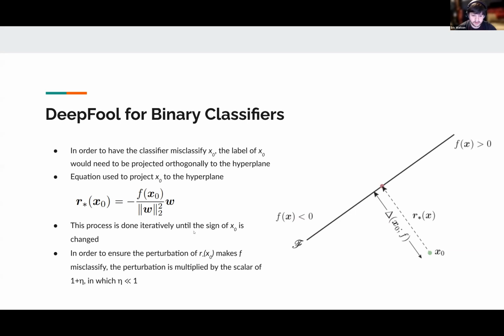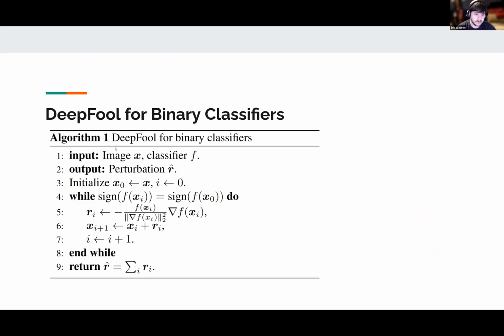the sign changes. As an additional step, they also multiply the perturbation output that you get from here by a scalar, which is 1 plus eta, where eta is a value that's less than 1. For their project, they used an eta value of 0.02, so it would push past the decision boundary. Shown here, they show their algorithm where they take the input and classifier.